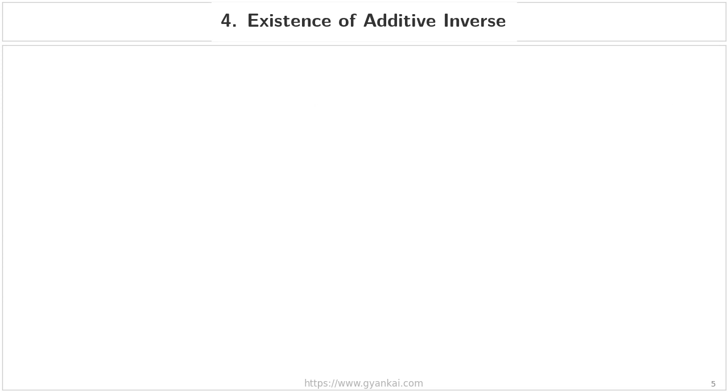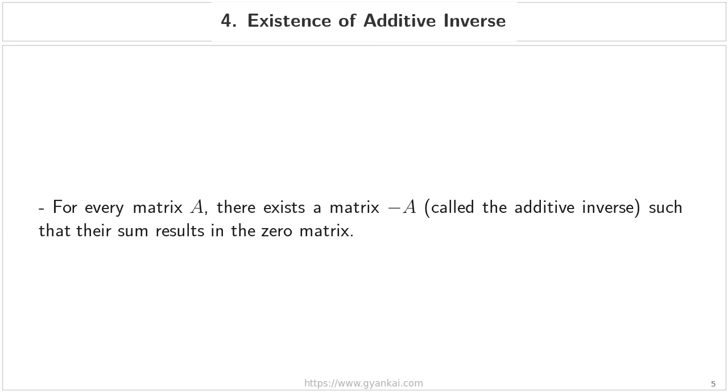4. Existence of additive inverse. Just as every real number has an opposite that brings it back to 0, for every matrix A, there exists a corresponding matrix called -A, which is known as the additive inverse.